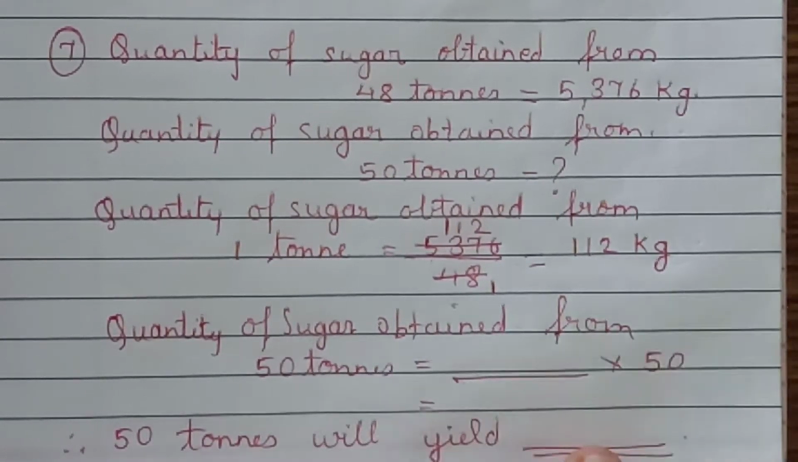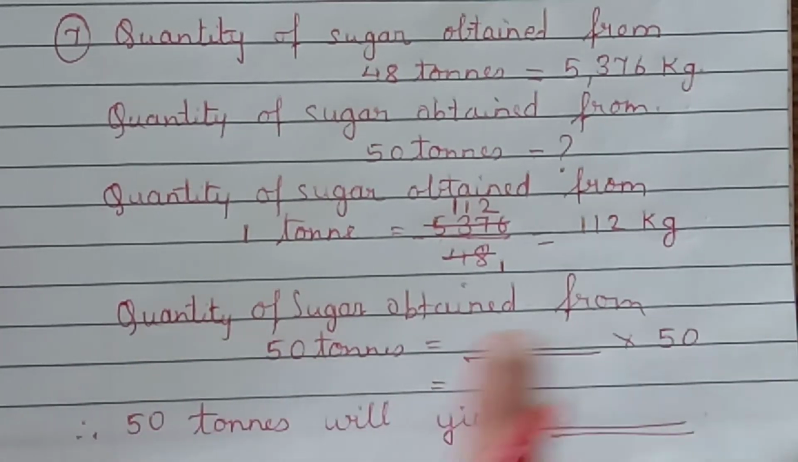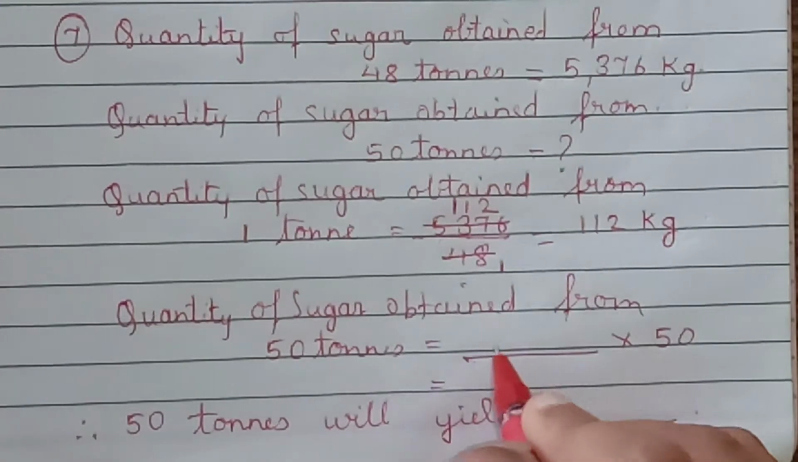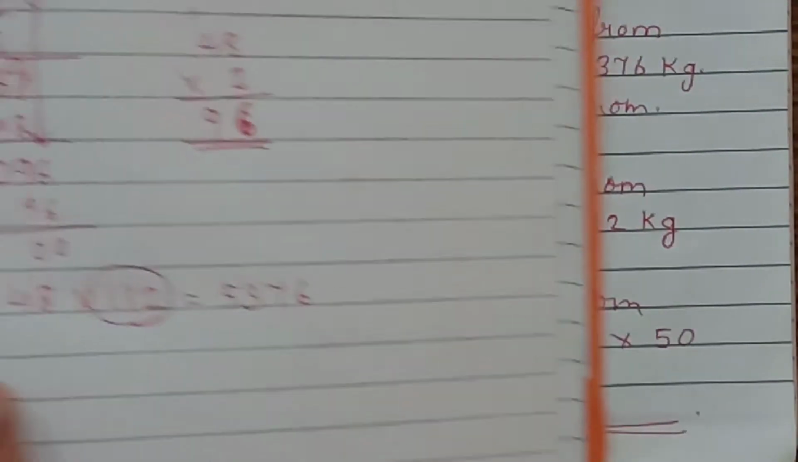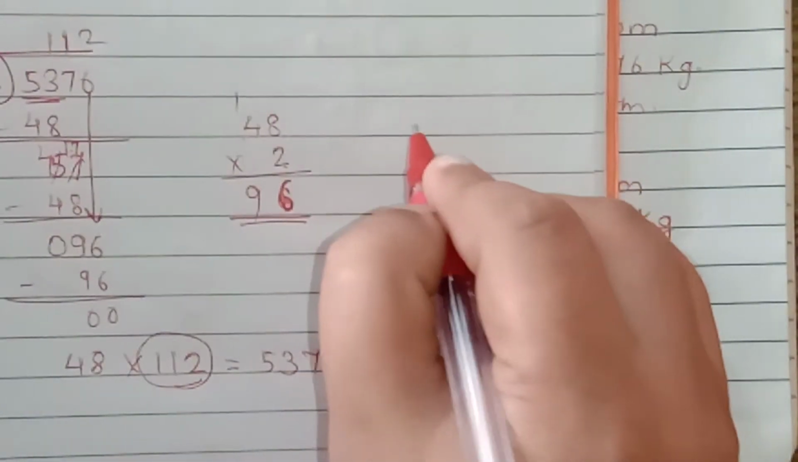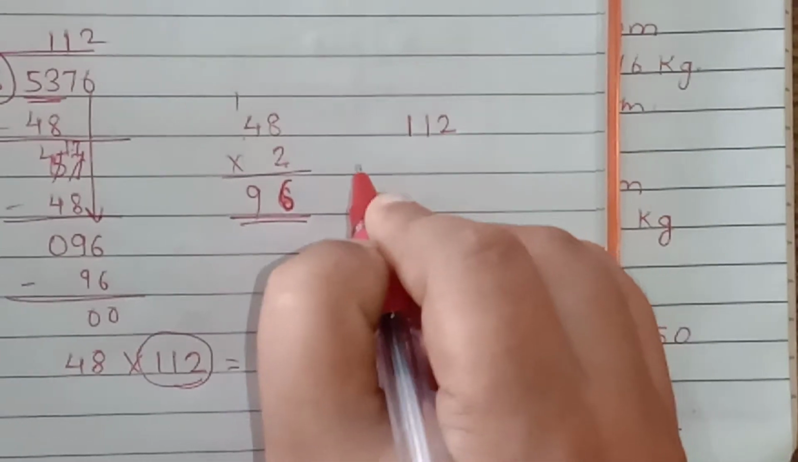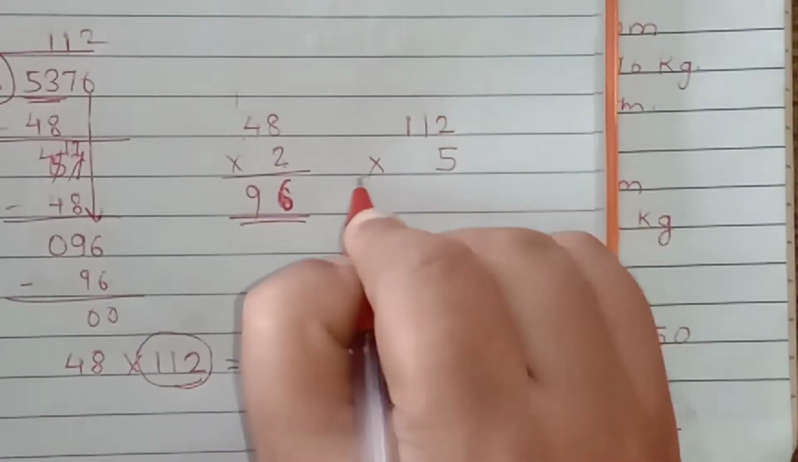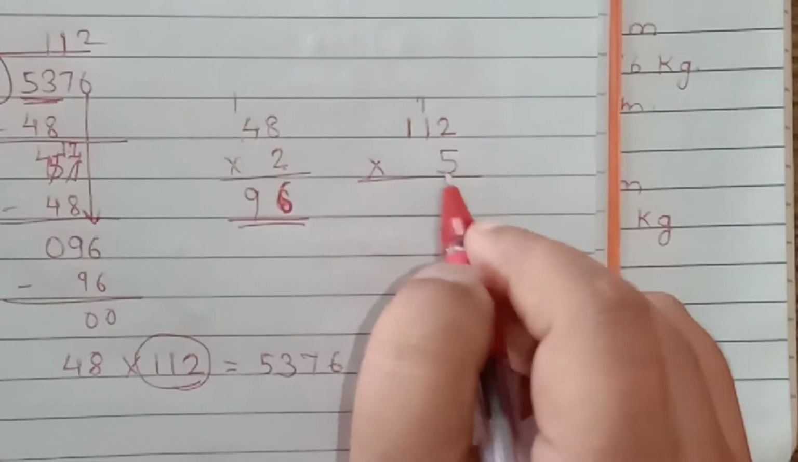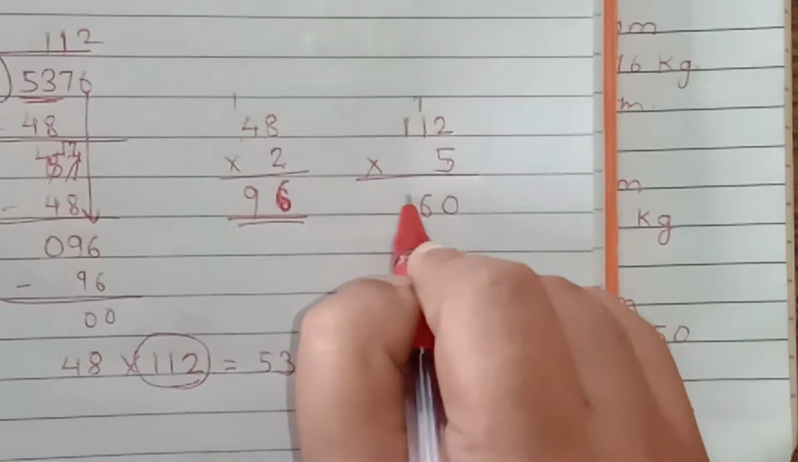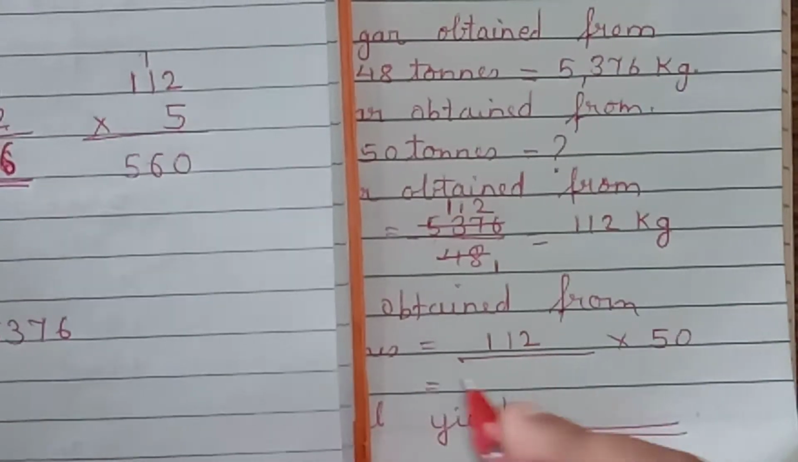Now we have to find the quantity of sugar obtained from 50 tons. So 112 multiplied by 50. I will take here 112 into 5. 2 5s are 10. 5 ones are 5 plus 1 is 6. 5 ones are 5. So 560. So write it here.